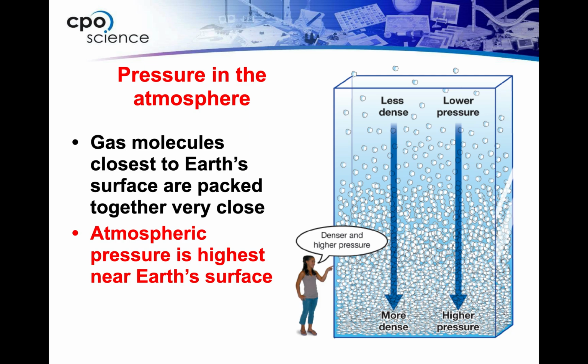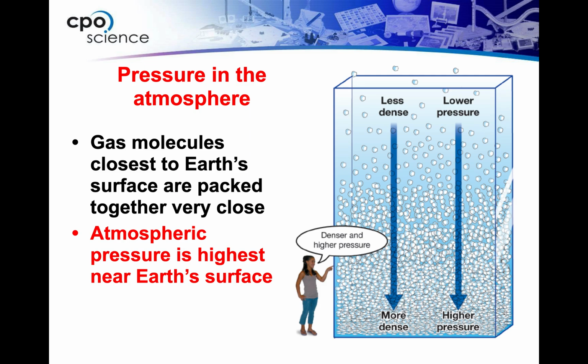Pressure is just the force per unit area of anything. So even if we're talking about water pressure, that's what pressure is, force per unit area. So atmospheric pressure is highest near the Earth's surface because gravity is pulling it down towards Earth. So air pressure is greatest near the Earth's surface.